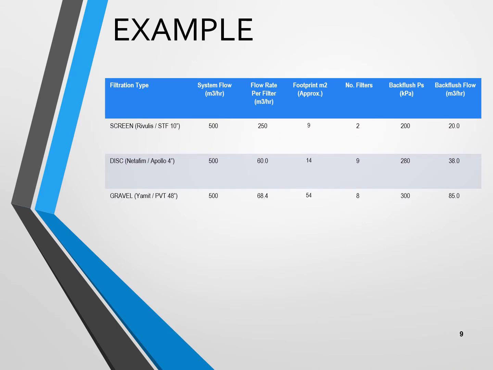In this example, I've shown an equivalent flow rate for each filtration type: screen, disc, and gravel. Things to take note here are the footprint that the filters will take up in the shed, the backflush pressure requirement at the discharge of the filter, and the additional backflush flow required when the filter is backflushing.